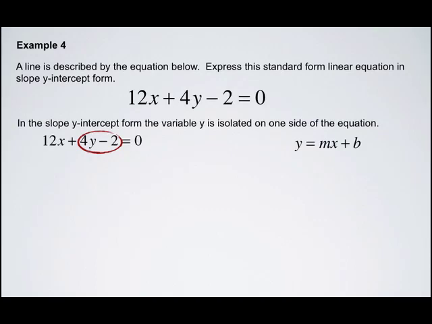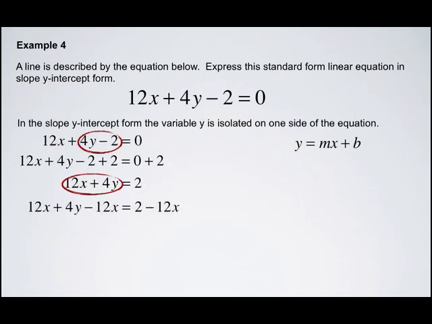First, we're going to eliminate the negative 2. We're going to add 2 to both sides. When we do this, we have 12x plus 4y minus 2 plus 2 is equal to 0 plus 2. This simplifies to 12x plus 4y is equal to 2. Next, we have a value, again, that's separated from the y term. So, since it's a positive 12x, we're going to subtract 12x from both sides. When we do this, we're left with 4y is equal to 2 minus 12x.